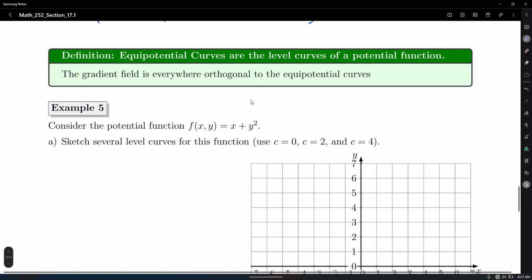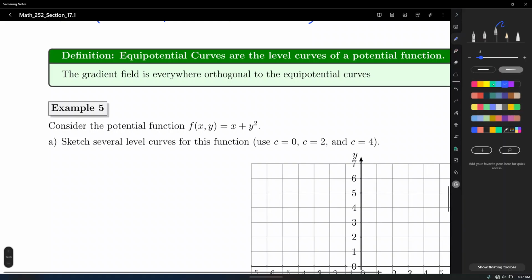Okay, so let's consider this function, f of x, y equals x plus y squared. They're asking us to sketch several curves for this function using c equals 0, c equals 2, and c equals 4. To sketch level curves, we set this equal to c, and we give the different values of c that we're requested. So number one, for c equals 0, what do we get?